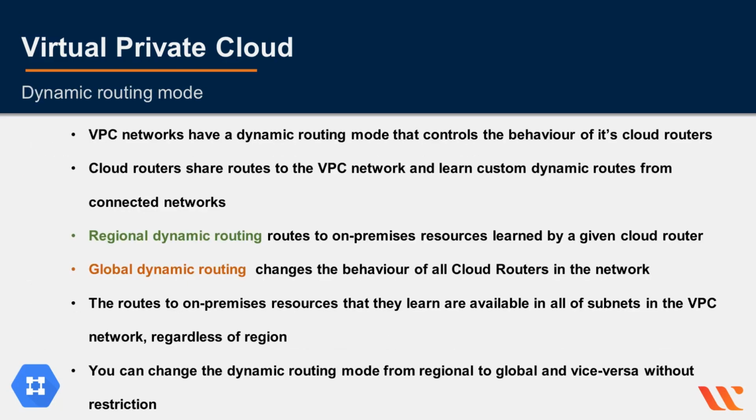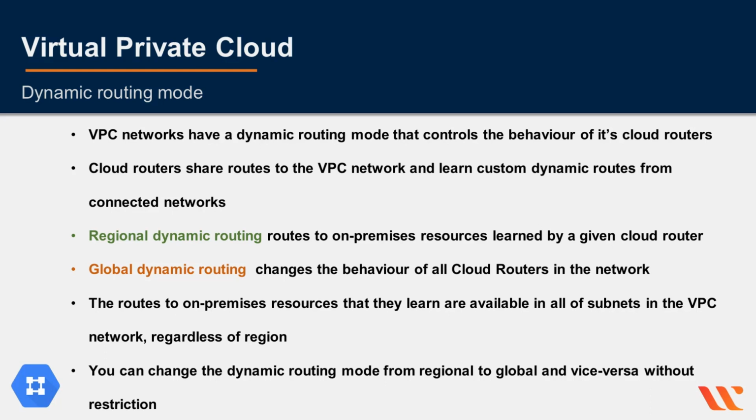Each VPC network has an associated dynamic routing mode that controls the behavior of all of its cloud routers. Cloud routers share routes to your VPC network and learn custom dynamic routes from connected networks when you connect your VPC network to another network with a Cloud VPN tunnel. Regional dynamic routing is the default. In this mode, routes to on-prem resources learned by a given cloud router in the VPC network only apply to the subnets in the same region.